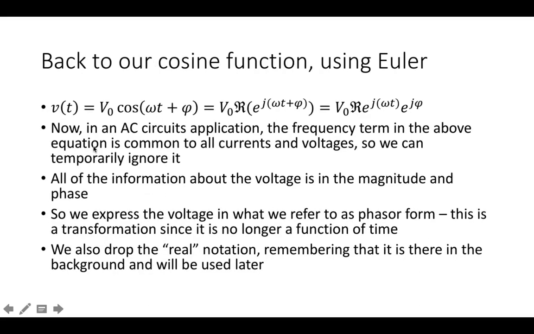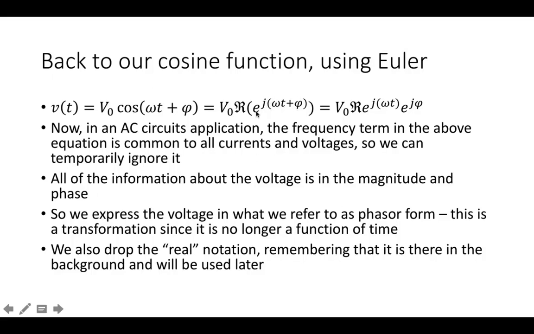All right, so back to our cosine function, back to our voltage. We had this V naught cosine of omega t plus phi, and in this case our entire angle, omega t plus phi, does vary with time. So we're going to express this cosine function as the real part of e to the j times the angle, but in this case the angle is the entire omega t plus phi.